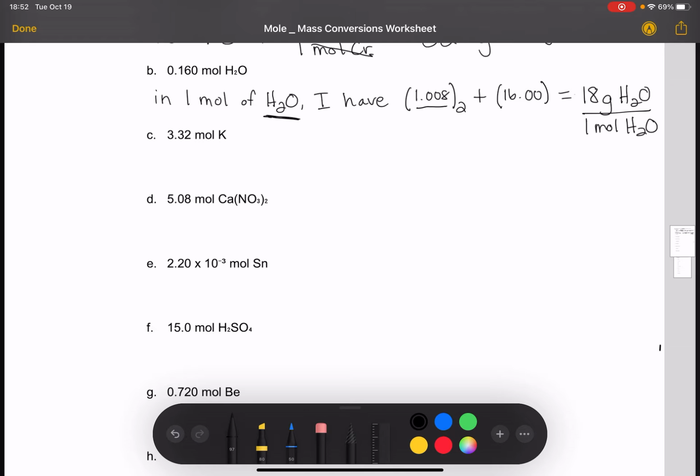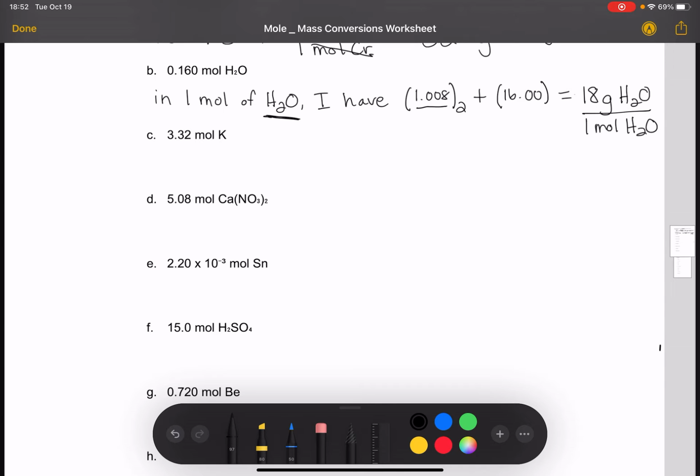Okay, so for 6.02 times 10 to the 23rd molecules, or 602 hexillion molecules of H2O, that's about 18 grams. That's not very much. So what if I have 0.160 moles of H2O? What does that look like?